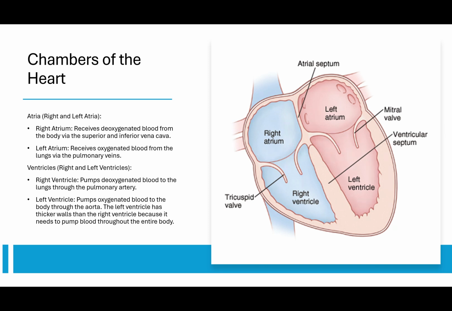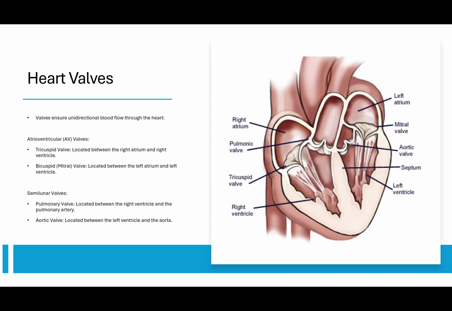the heart. Right. So the heart valves now, we have the atrioventricular valves: the tricuspid valve, which is between the right atrium and the right ventricle, right here. And the bicuspid or the mitral valve between the left atrium and the left ventricle.